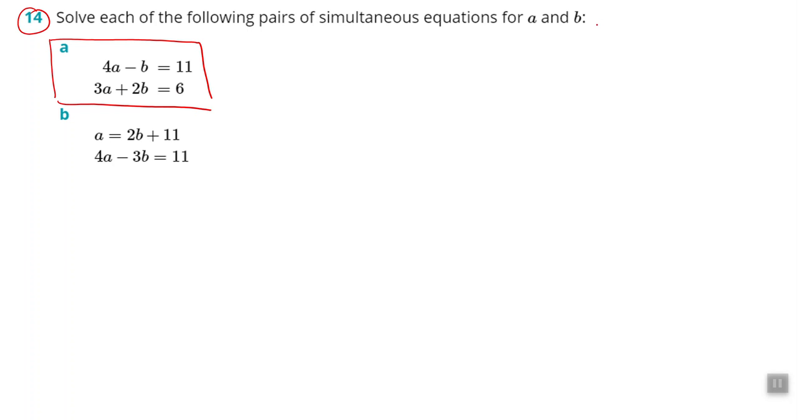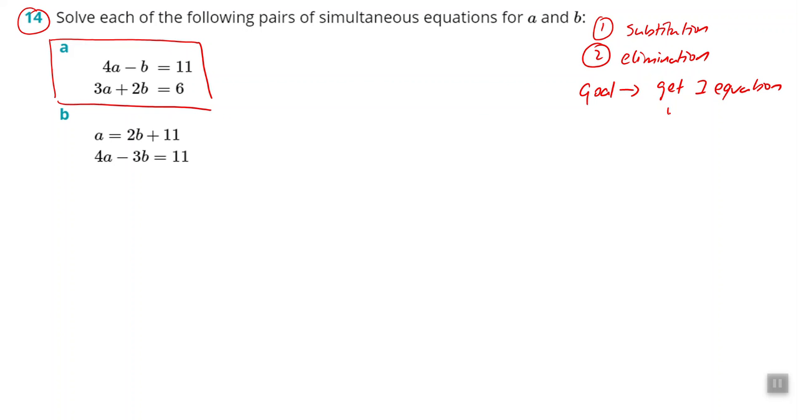Just a quick recap on simultaneous equations. There are two methods you can use to solve these equations together. They're known as substitution and elimination. So the goal of both these methods is to get one equation with one variable only, okay? Because when you have one equation, one variable, you can actually solve it. If you have one equation, two variables, you can never solve it, okay? So that's the idea behind these two methods.